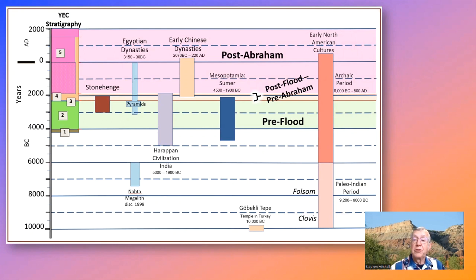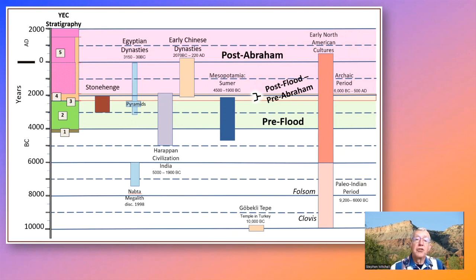And conventional dating would say that that Paleo-Indian period ranged from about 9,000 BC to 6,000 BC, way before the young earth interpretations of the flood. And you can see that it's not the only type of site. If you were to go back into, for instance, Turkey, you have an ancient temple, perhaps the oldest temple that has been located, and that formed about 10,000 BC.